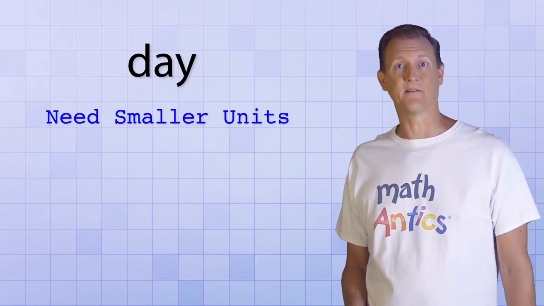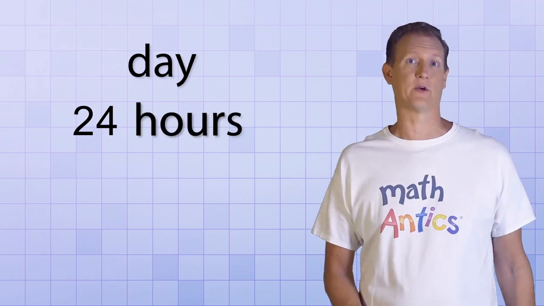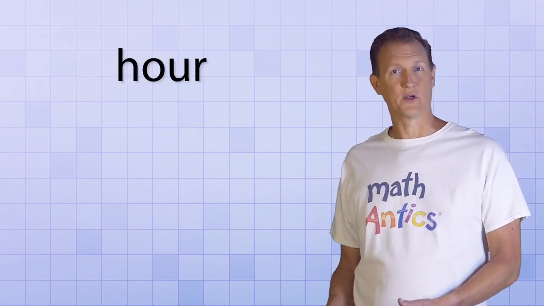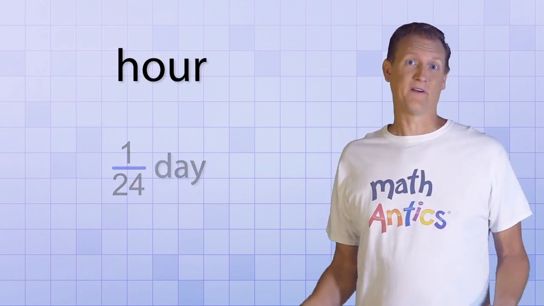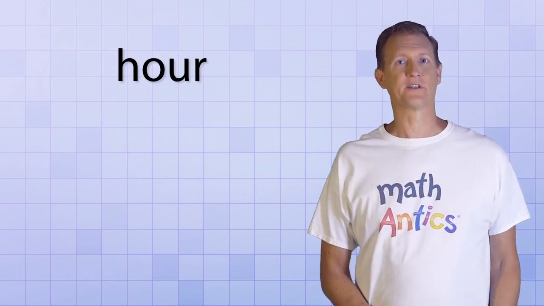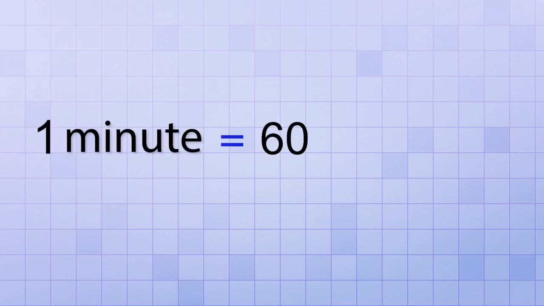So people decided to divide up each day into 24 equal chunks of time called hours. Even though an hour is only 1/24th of a day, it's still a pretty long time. So we divide hours up into even smaller units called minutes. Specifically, each hour is divided up into 60 minutes. So a minute is 1/60th of an hour. And to get even smaller units of time, we divide up each minute into 60 equal parts called seconds. So a second is 1/60th of a minute.